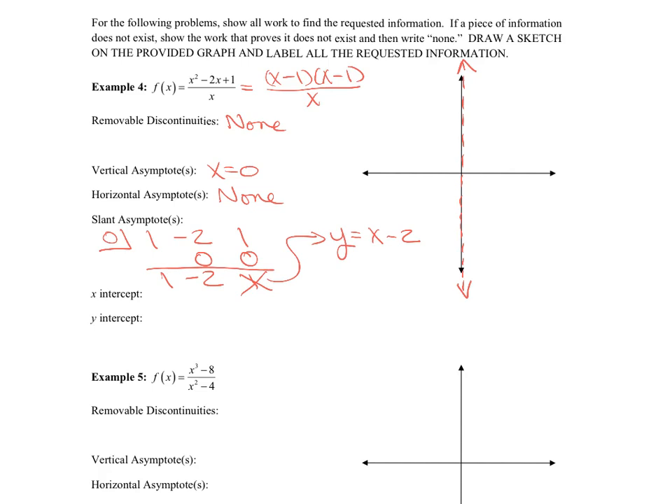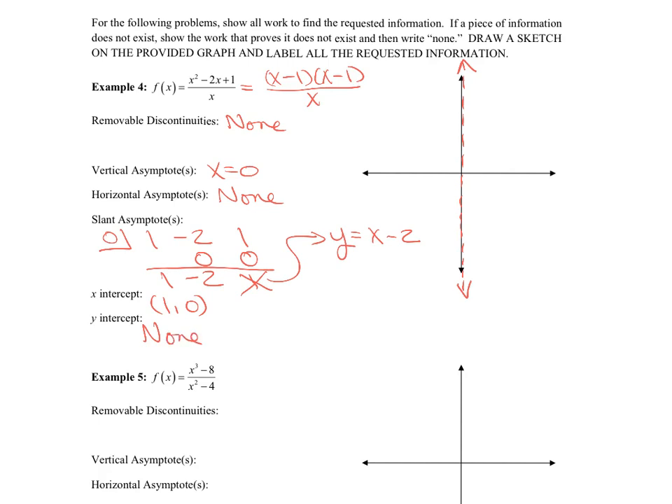X-intercept, plug 0 in for y. Turns out to be 1, 0. Y-intercept, since we have a vertical asymptote along the y-axis, there's no way we can have a point on the y-axis, so that means there is no y-intercept.